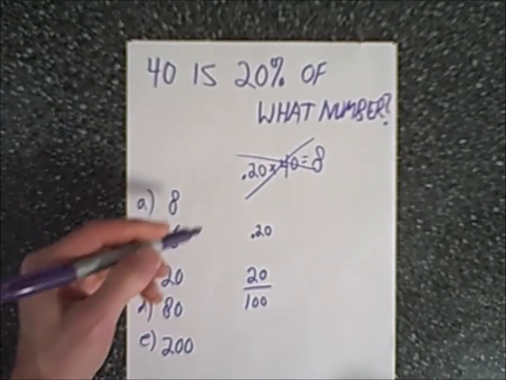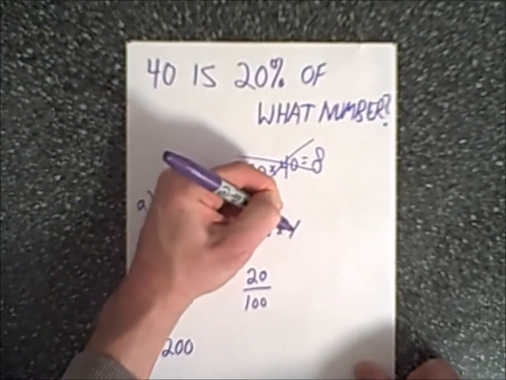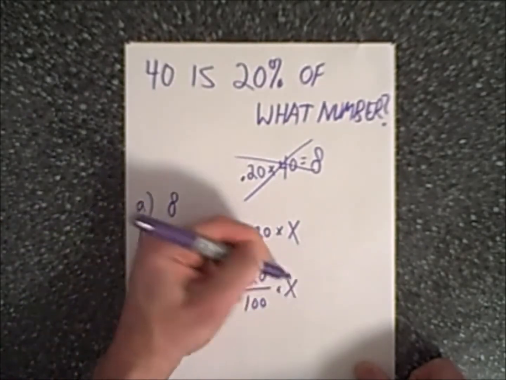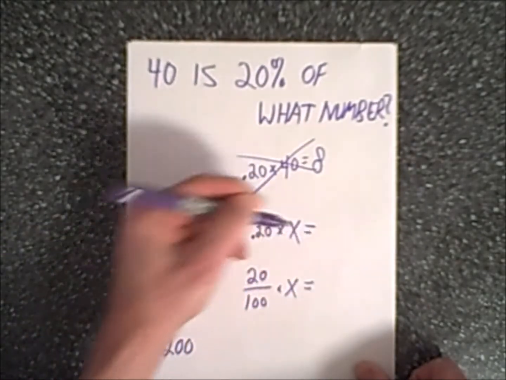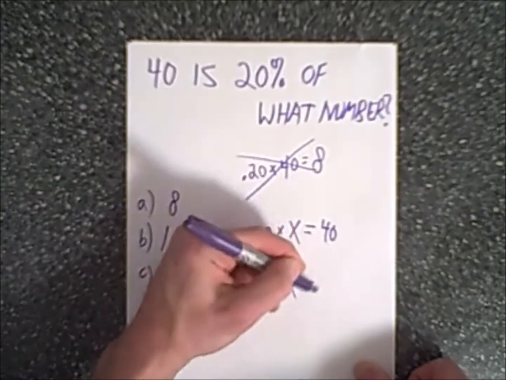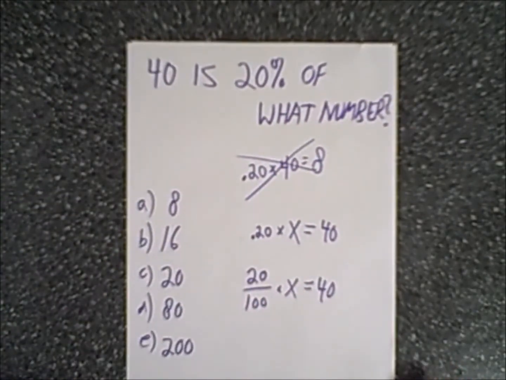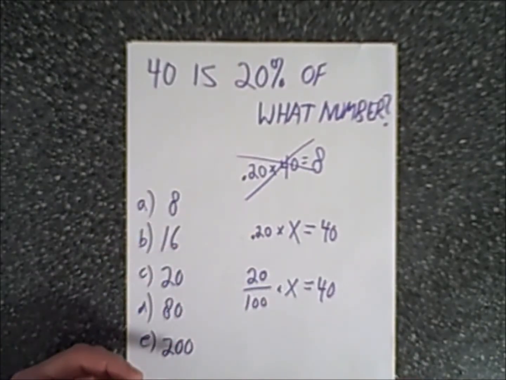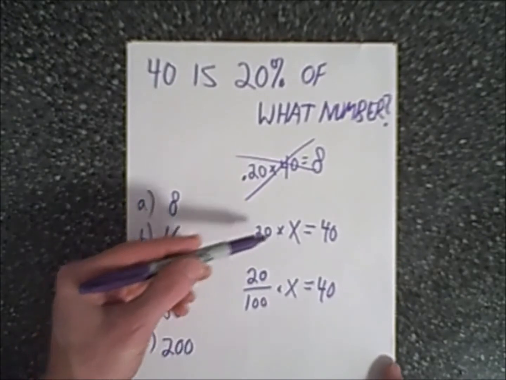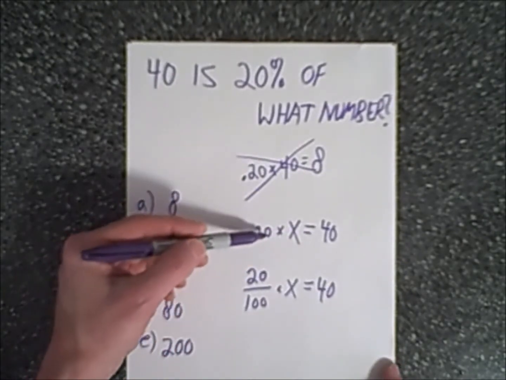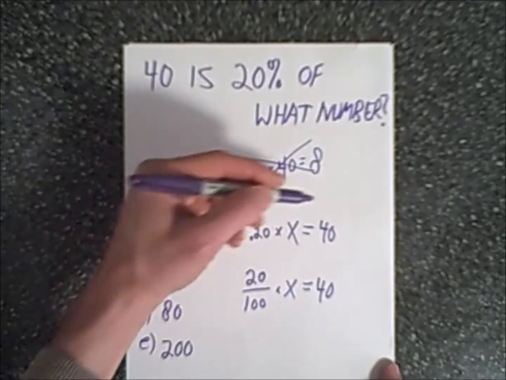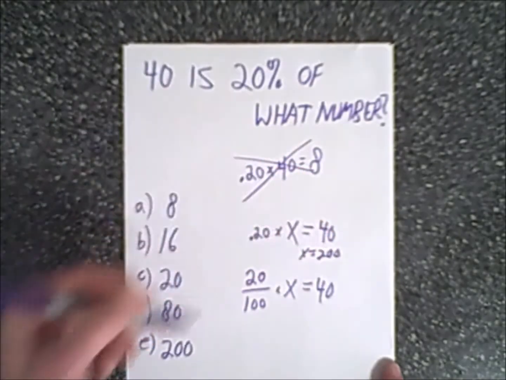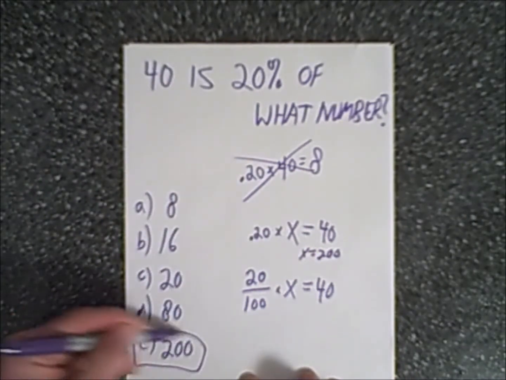We're saying basically 20% of some number, let's call it x, is equal to 40. I'm doing it both ways: this way you're working with a fraction, and this way you're working with a decimal. In this case, you can take out your calculator or do it by hand. If you divide both sides by 0.20, you end up with 200, which of course is answer E.